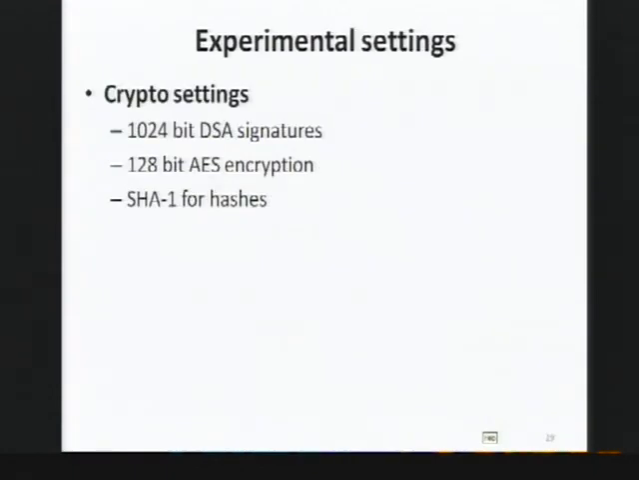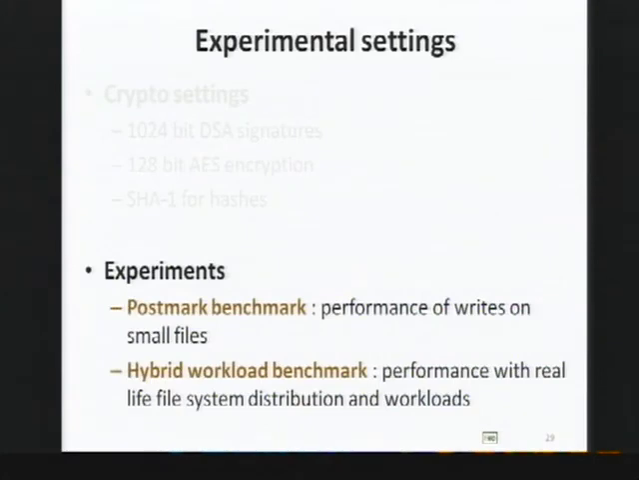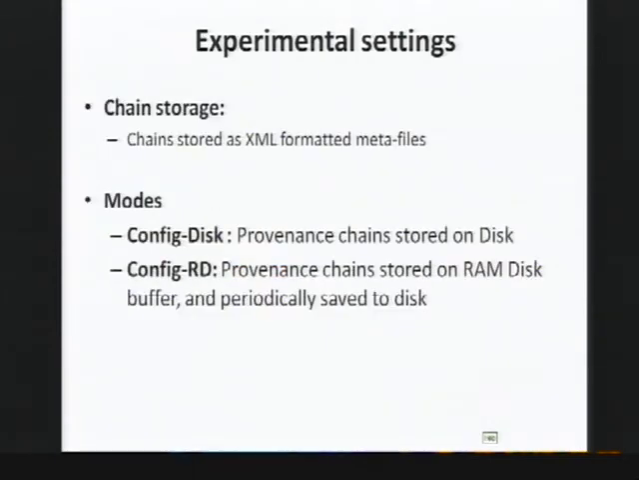So we ran a number of different benchmarks, and here are our experimental settings. We used 1024-bit DSS signatures and SHA-1 and so on, and we used two types of benchmarks. The first one is the Postmark benchmark, which is a benchmark for small files. The other one is what we call the hybrid workload benchmark, which is a benchmark with realistic file systems and also realistic file system workloads from file system literature. We also used two modes for storing the chain. In one mode, the provenance chains were stored directly on the disk. In the other mode, they were first buffered in a RAM disk and periodically flushed to the disk.